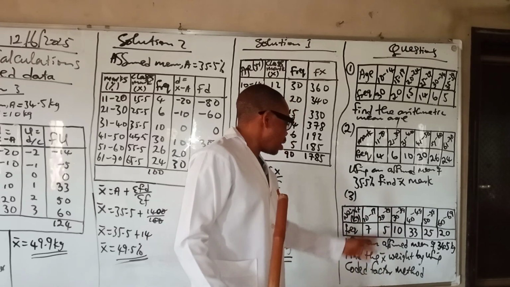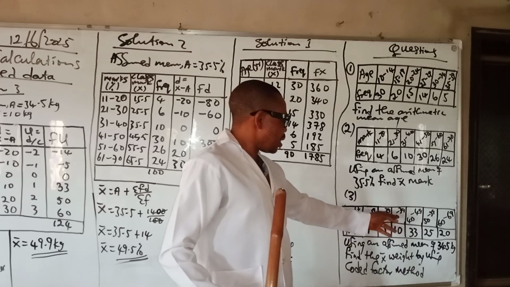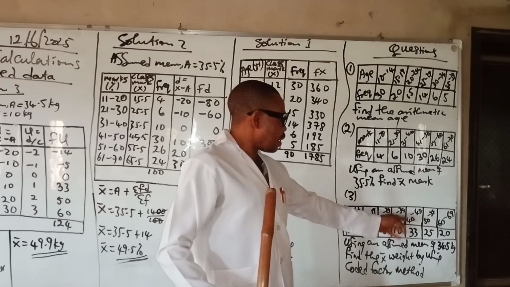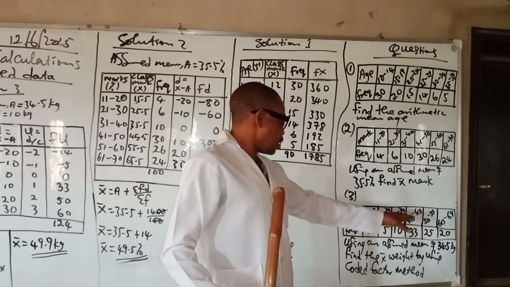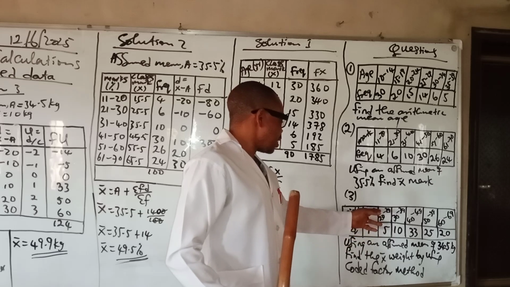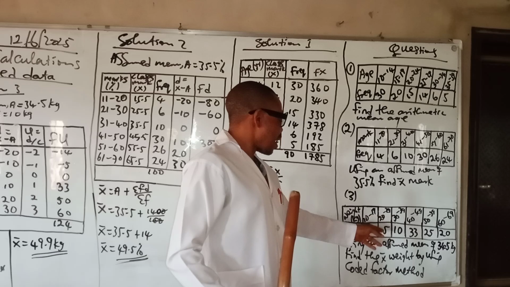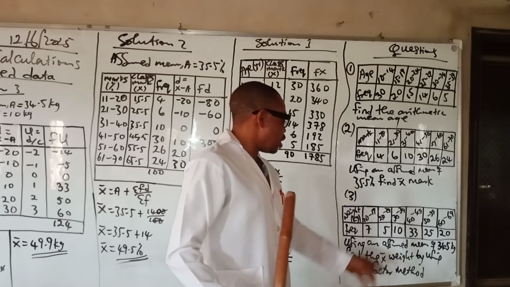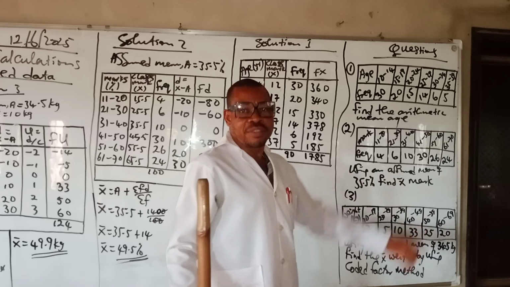The ranges of the weight are from 10 to 19, 20 to 29, 30 to 39, 40 to 49, 50 to 59, 60 to 69. They will now have the frequency. Those that have 10 to 19 kg, they are 7. Those that have 20 to 29 kg, they are 5. That is how the others arrived.